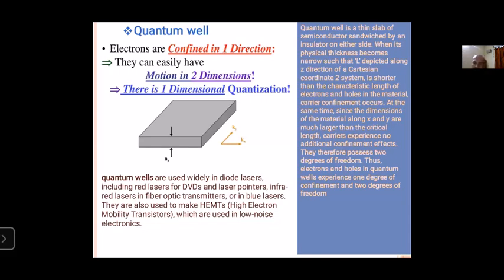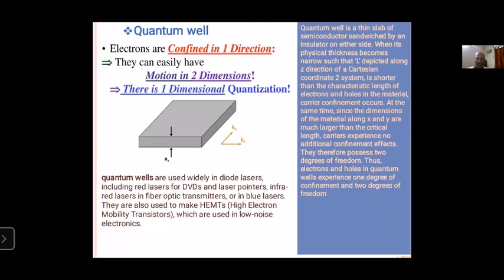Now I'm just talking about some applications. Quantum wells are used in DVDs, laser pointers, infrared lasers, optical transistors, and blue lasers. They are also used in HEMTs, which are high electron mobility transistors.